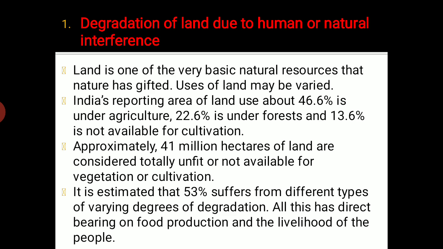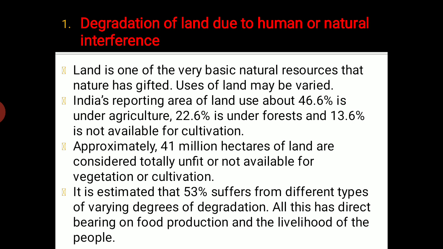In the previous lecture we have already studied the types of pollution or types of degradation. We have already studied the causes, the reasons why this degradation happens, and we have also seen the effects, what impact comes afterwards, right? Here we are to start with the new topic, that is degradation of land due to human or natural interference.